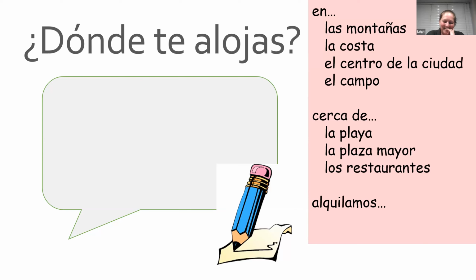So we've got the mountains, las montañas, la costa is the coast, el centro de la ciudad, city center, el campo. Okay, let's try saying these ones. Okay, Lorna, las montañas. Muy bien. Lee, la costa. Lawrence, el centro de la ciudad. Muy bien. Lorna, el campo. Muy bien.